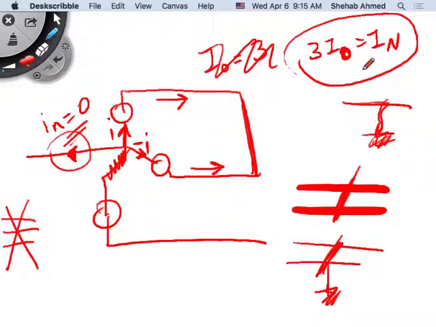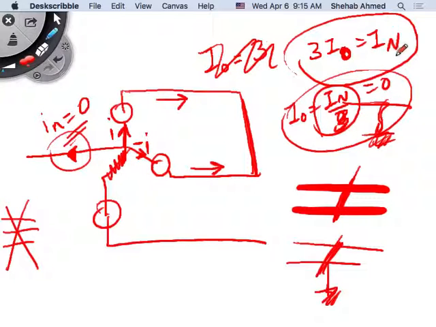Right? So if I have no zero sequence component, if I0 is equal to 0, or if I neutral is equal to 0, what does that mean about my zero sequence component? It's equal to 0, right?